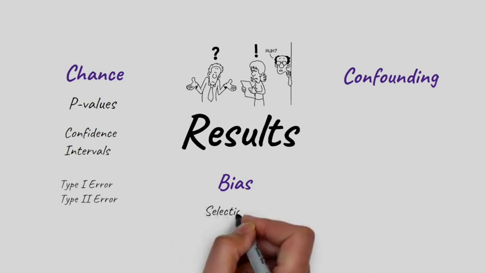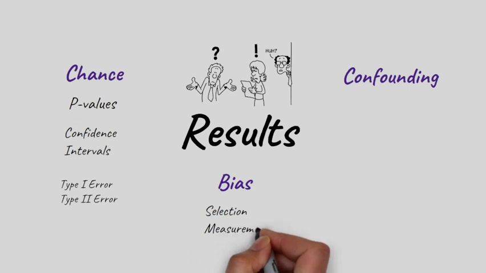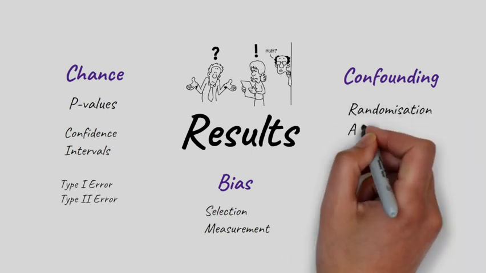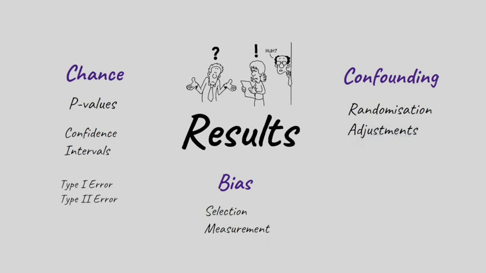Look for efforts or strategies that address sources of bias, for example selection bias or measurement bias. To see how the analyst dealt with confounding, look for unadjusted and confounder-adjusted estimates and randomization.